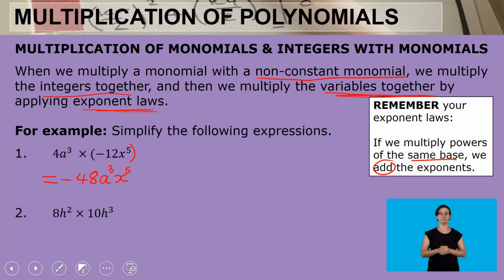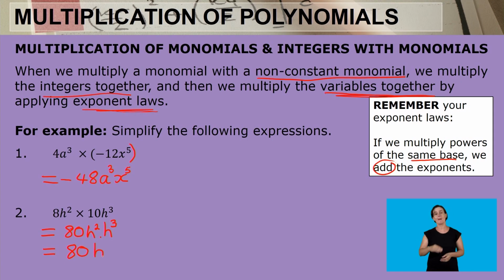So here we are multiplying 8h squared multiplied by 10h cubed. So we are going to say the 8 multiplied by the 10, that is 80. And then we have our h squared, and that is multiplying with our h cubed. Now, because this is the same variable, remember, same base, we are going to add the exponents. So 3 plus 2, that is going to give us a final exponent of 5. So our final answer is 80h exponent 5.